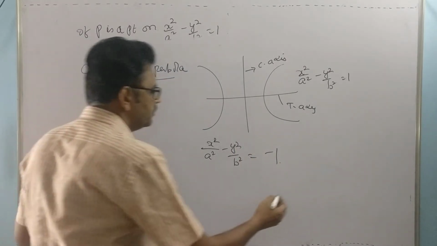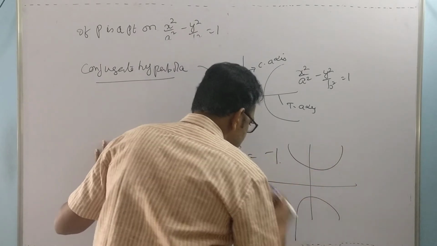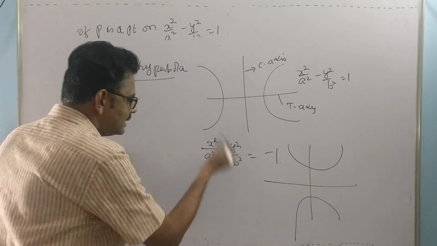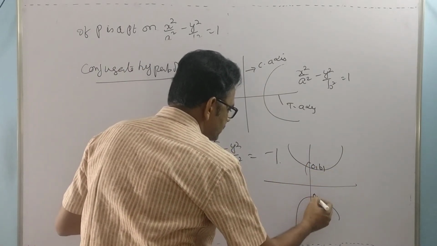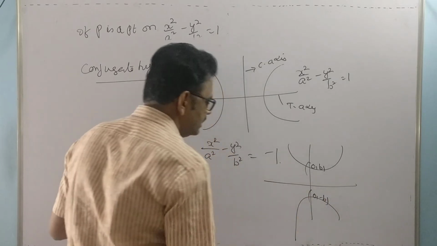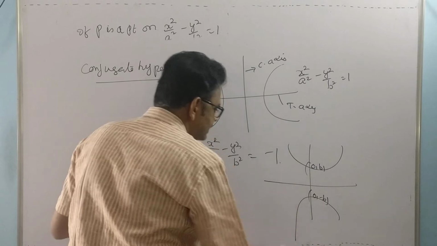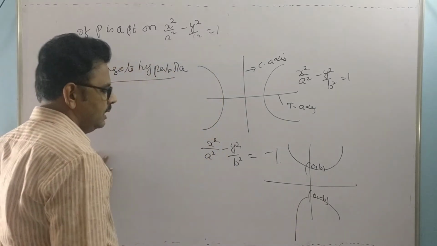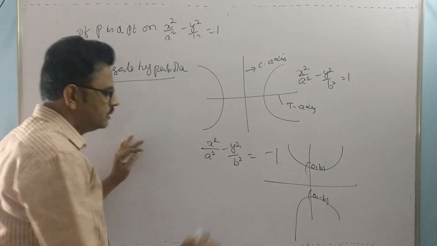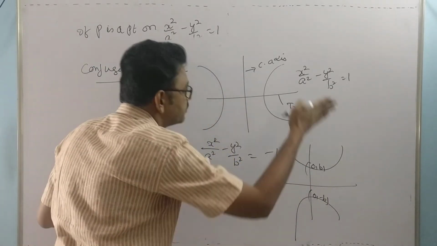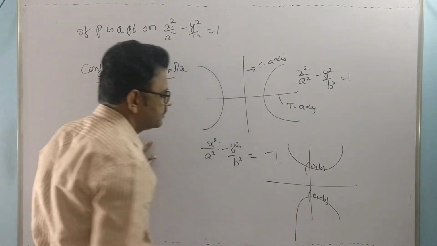So this hyperbola, that means what? Here, this is the hyperbola. The hyperbola cuts y-axis at the point 0, b and at the point 0, minus b. So this is called transverse axis, and this is called conjugate axis. So this hyperbola is the conjugate hyperbola of this hyperbola and this is the conjugate of this hyperbola.